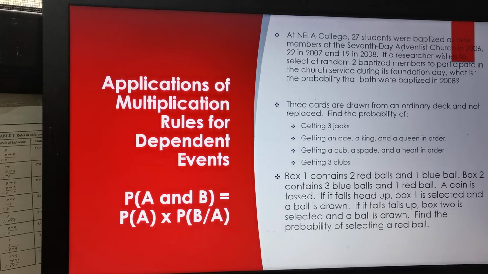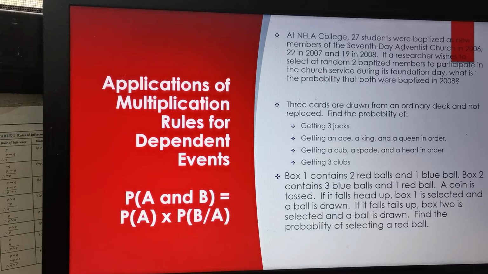Okay, so magseselect siya ng dalawang tao mula sa mga nabaptize from 2006 to 2008. Ano daw yung probability na yung dalawang makukuha niyang tao ay nabaptize noong 2008? Hindi naman pwedeng kukunin niya yung isa mula sa 2008 and then ibabalik niya tapos magseselect siya ulit. Kung yung pareho ring tao ang makukuha niya, iisang tao na lang nakuha niya. Ibig sabihin, these are dependent events. Okay? These are dependent events. Yung first selection niya ay makaka-apekto doon sa second selection niya.